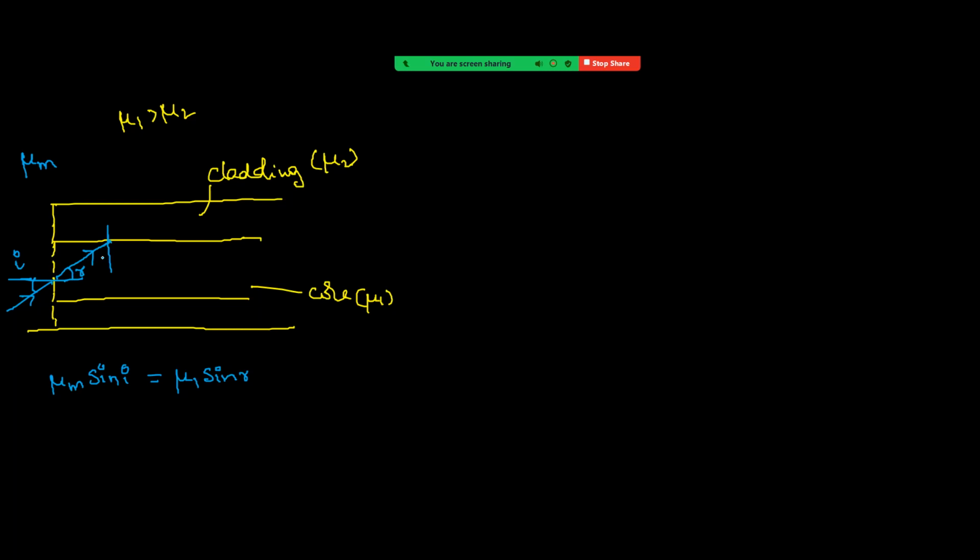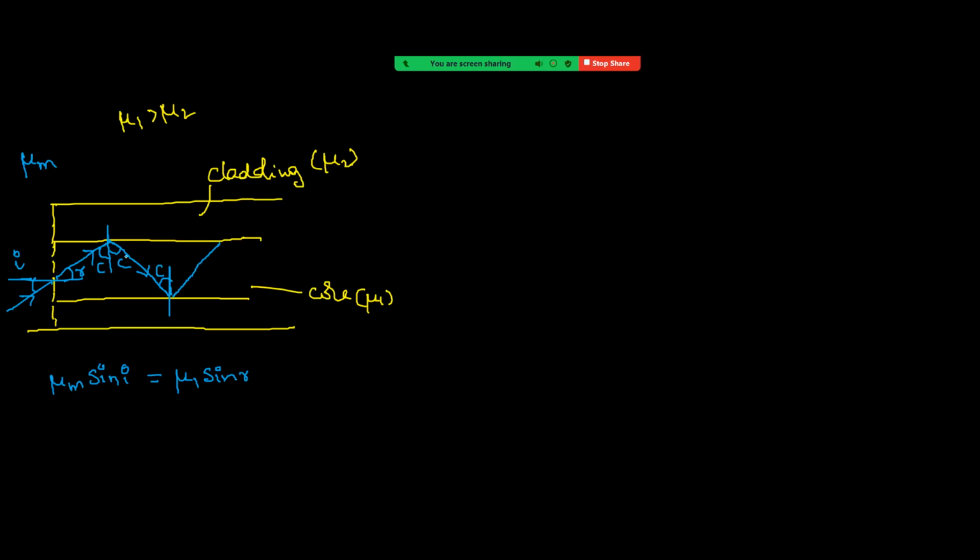So here the condition is that if this angle is greater than the critical angle, then this light undergoes total internal reflection. If this is C, then this is also C. If this is slightly greater than C, it reflects completely. If this is C, this is also C, because angle of incidence and angle of reflection both are C. Then there is reflection at each and every point. Like this, light is confined to only the inner part.